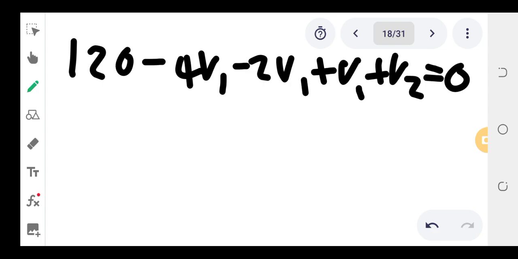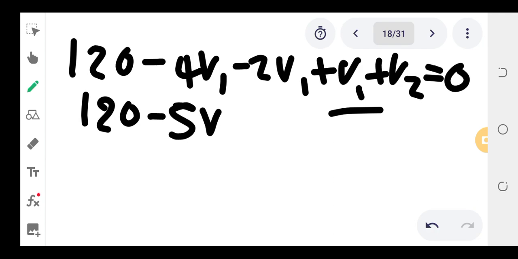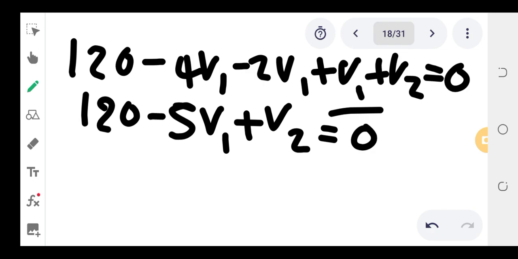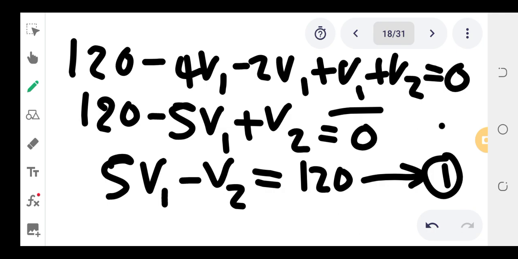So we can collect the like terms. Collecting the like terms, negative 4 minus 2 is negative 6. Negative 6 plus 1, we get 5V1 plus V2 is equal to 0. So what we are getting now is we can write this as 5V1 minus V2 equals 120. So this is as simple as equation 1.